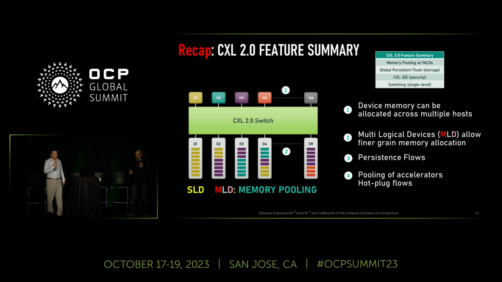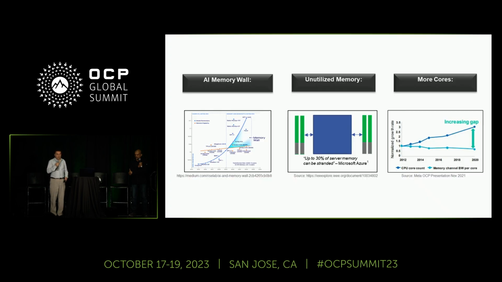So a simple rehash again, CXL 2.0 added certain features for storage, for security, and defined memory pooling. And it allowed 1 layer of switching. Having 1 layer of switching, it allows fan out of devices.